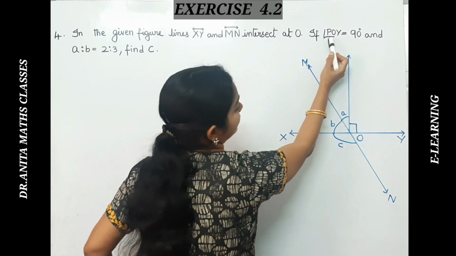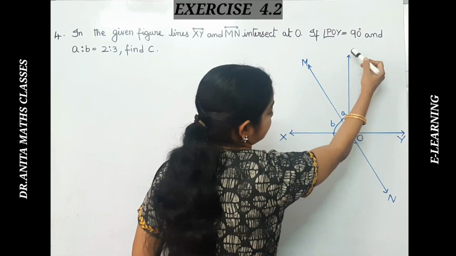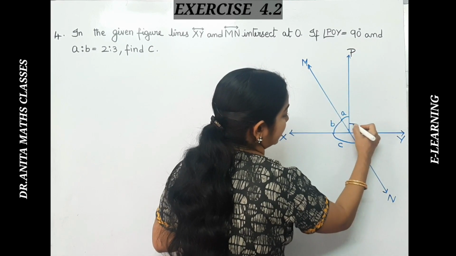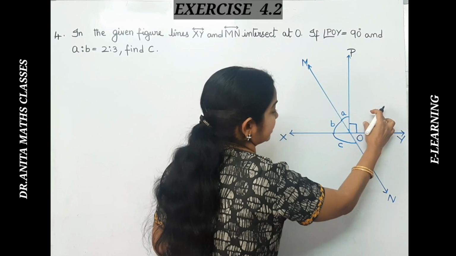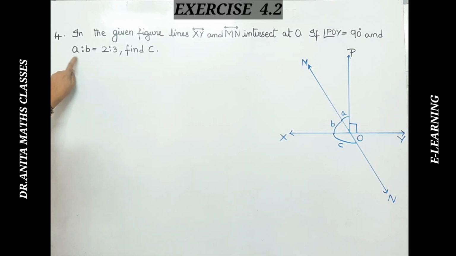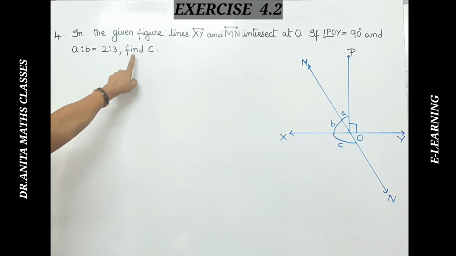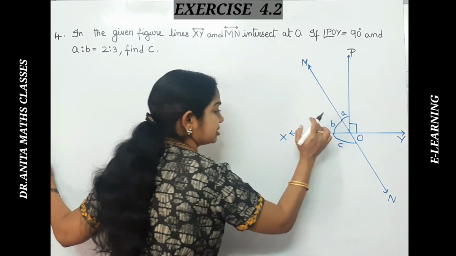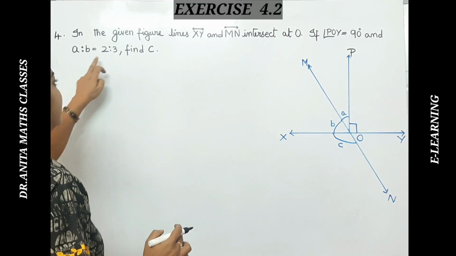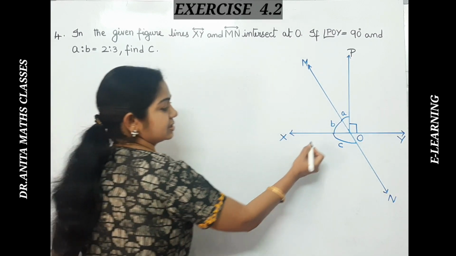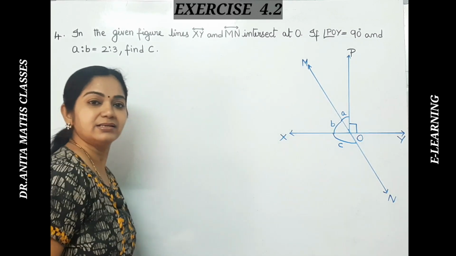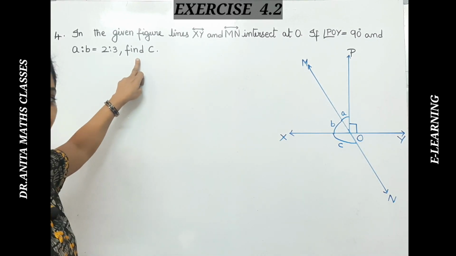If angle POY is 90 degrees, that is this angle, this is P, O and Y, also given box shape, that means it is a right angle. And A is to B is equal to 2 is to 3, find C. So the given information is this. Angle A is this, angle B is this, but the measures are not given, only the ratio is given. Find C. C is this angle, that is angle XON. So we have to find the measure of angle C.